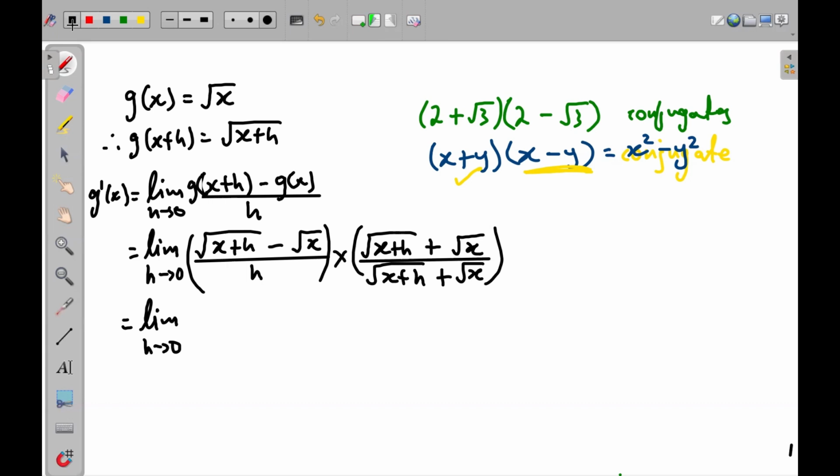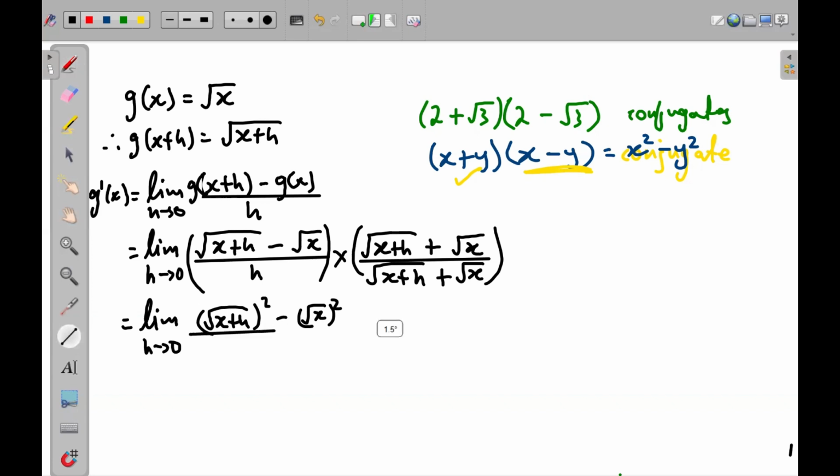When I multiply those two numerators, I'm multiplying conjugates. So the result will be the difference of two squares. Which means I'm going to have (x plus h) all squared minus (square root of x) all squared. Then I will not really worry much about what happens here in the denominator. Watch how I'm going to write this. I'm going to write this as h into (square root of x plus h plus the square root of x).